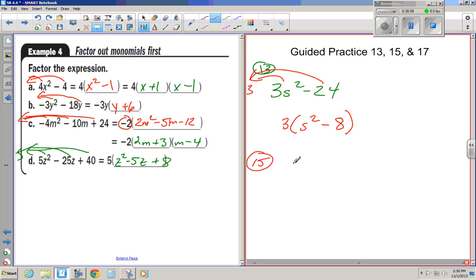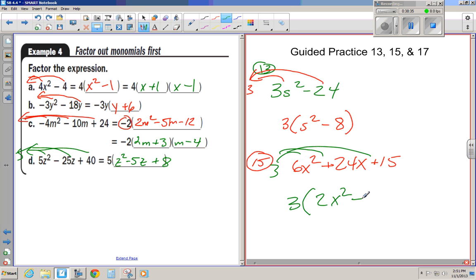Next, 6x squared plus 24x plus 15. Now let's make our life a little bit easier. Let's see that all of them are divisible by 3. So we're going to factor out a 3 from every term. And now that equation does not look as scary.